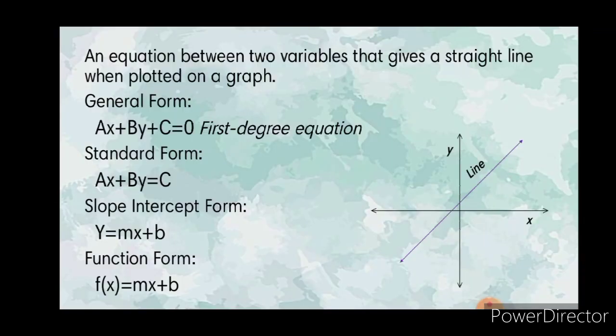A linear equation is an equation between two variables that, if we plot it on a graph, will have a straight line. It has a general form of ax plus by plus c is equal to 0. It is a first degree equation since it has a highest exponent of 1. The standard form is ax plus by equals c, and the slope-intercept form is y equals mx plus b, where m is the slope, and the function form is f of x equals mx plus b.